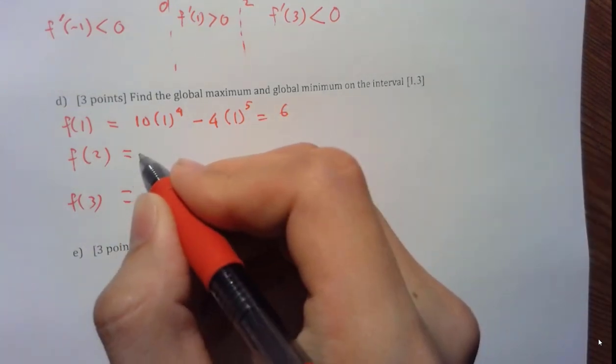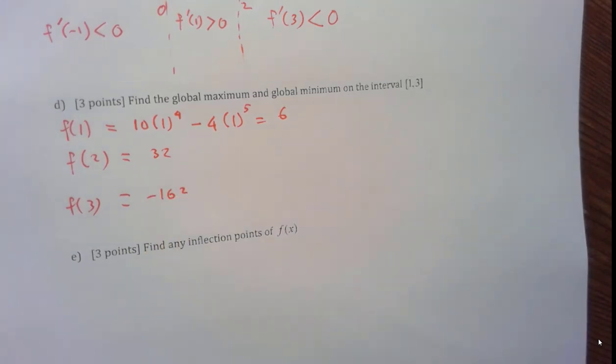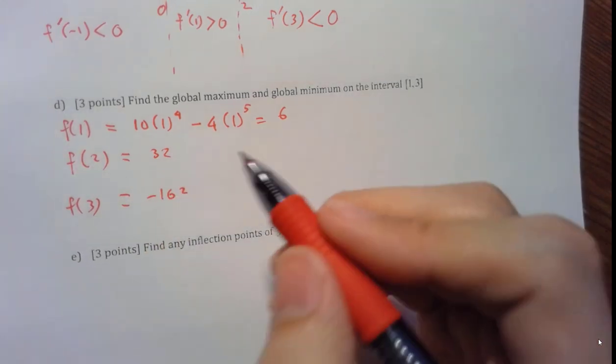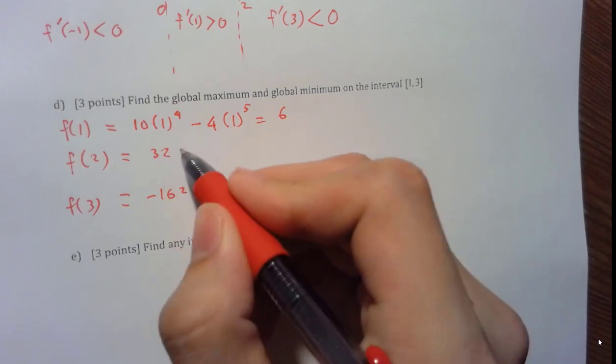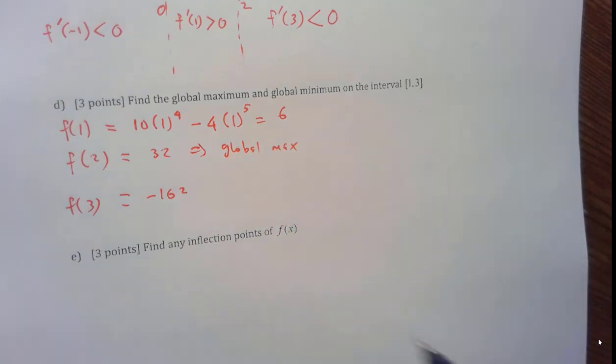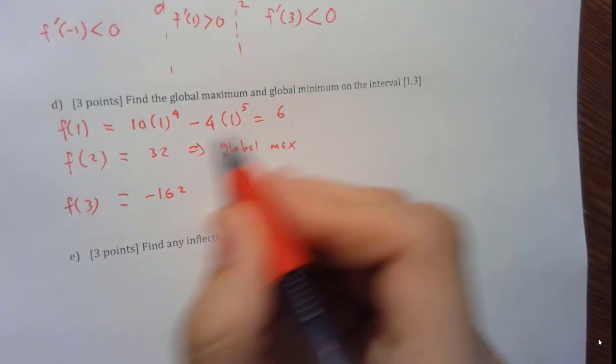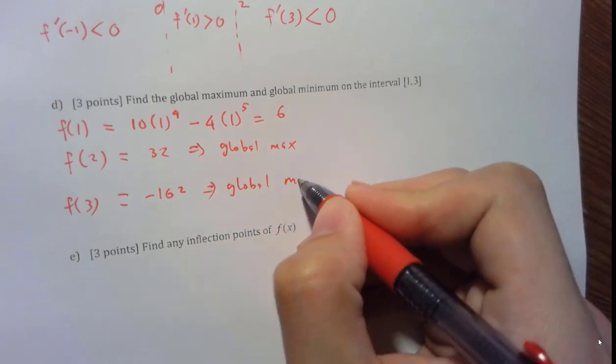And then do the same thing for f of 2. I got 32 minus 1, 62. We can see that the highest value among these three is 32, so this is the global max, and this is the smallest value among these three, so this is the global min.